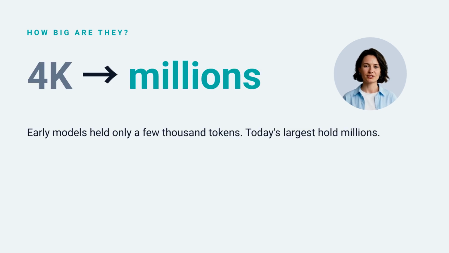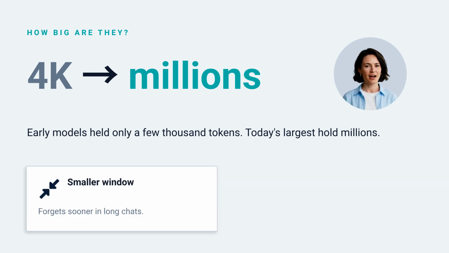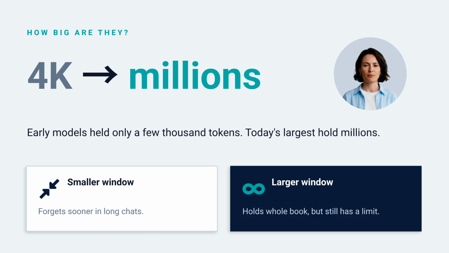So how big are context windows? First, it's important to note that windows aren't all the same size, and that they've recently grown dramatically in size. Early AI models held only a few thousand tokens. Today's largest models can hold millions of tokens, enough to read entire books at once. A smaller window means the AI forgets sooner in a long chat. A larger one can hold far more, but there is a catch. Even the biggest window still has a limit. There's always an edge where things can fall off.